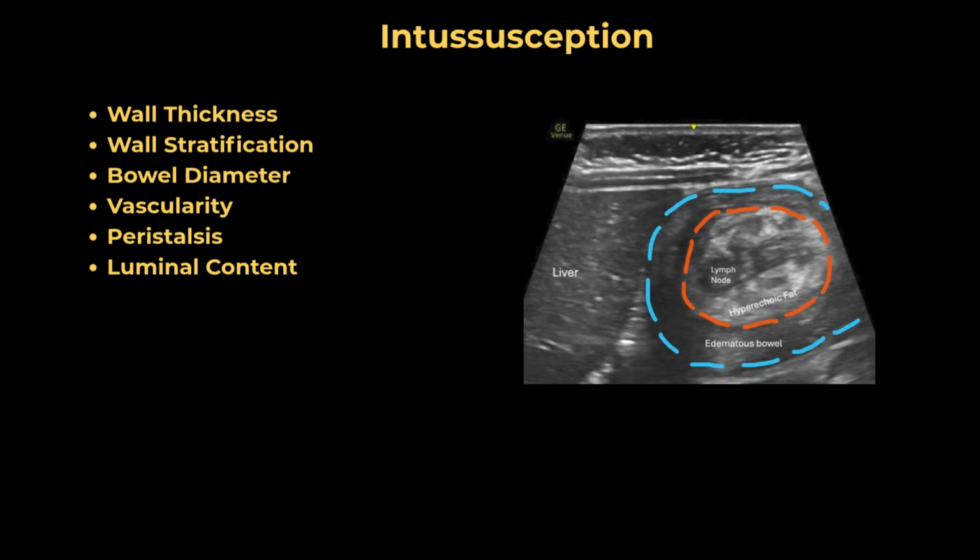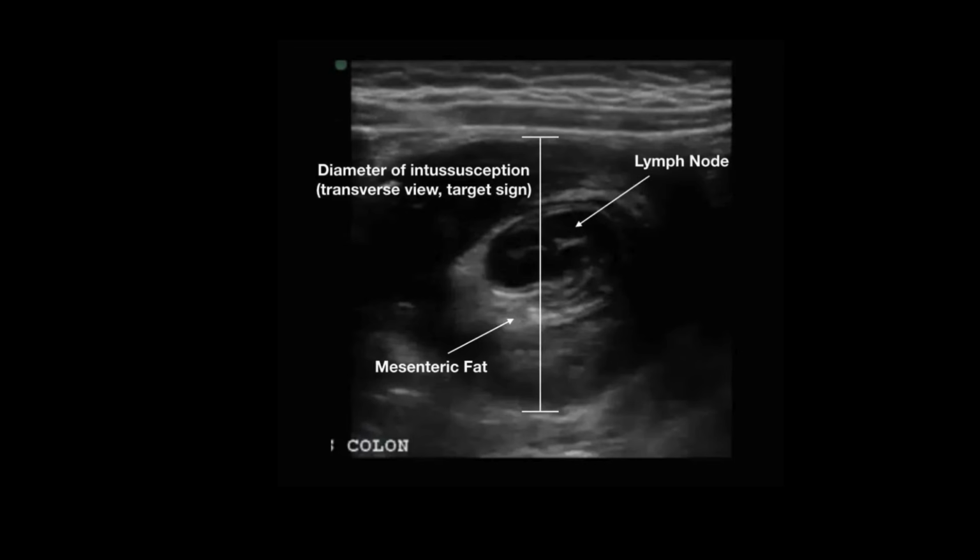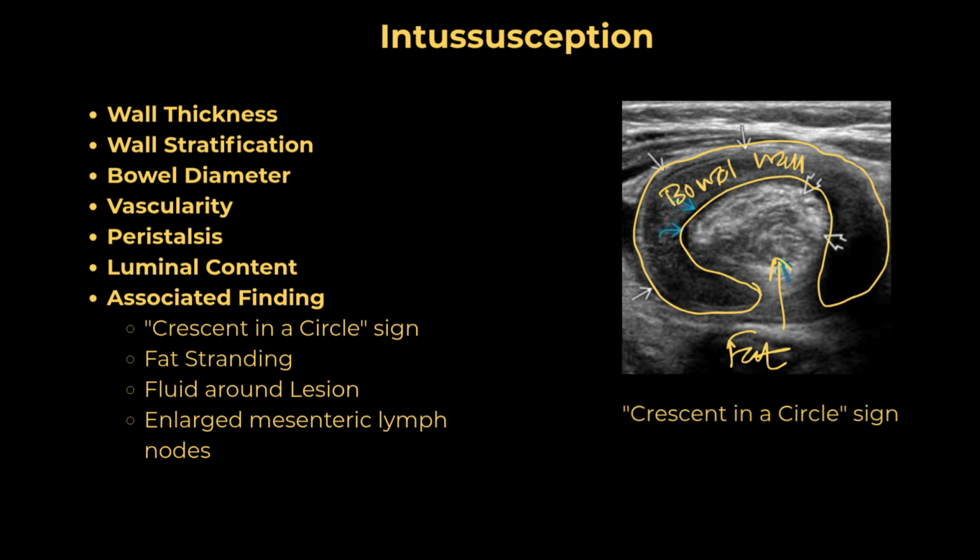The inner lumen may contain trapped fluid or mucosal echoes. You may also see a lead point. This can be a polyp, Meckel's diverticulum, or an enlarged lymph node. One important sign is the crescent in a circle sign. This is caused by mesenteric fat trapped between bowel layers.